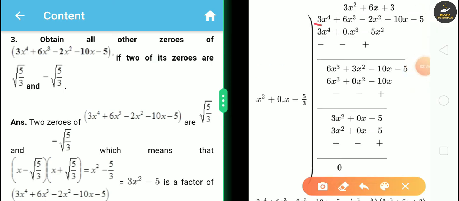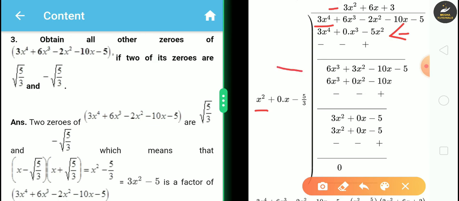3x raised to 4 plus 6x cube minus 2x square minus 10x minus 5 is divided by x square plus 0x minus 5 upon 3. x term is not present, therefore they are considered 0x. If we don't consider the term also, then also we will get the same steps and same answer. Okay. So let's process. First term upon first term, that is 3x raised to 4 upon x square, will get 3x square. Multiply this 3x square with the whole divisor, then we will get 3x raised to 4 plus 0x cube minus 5x square. Then signs will be changed, plus to minus and minus to plus.